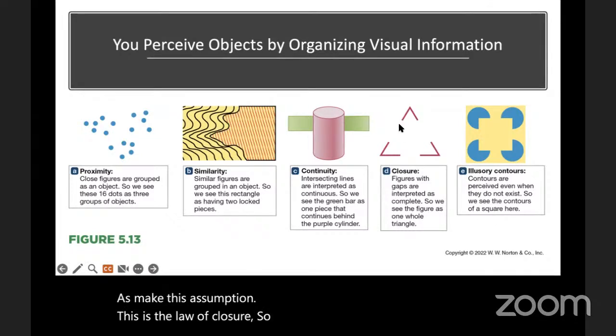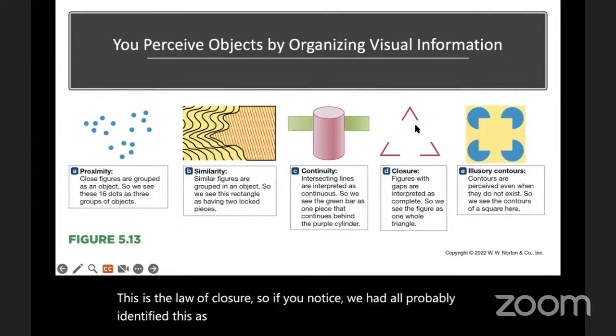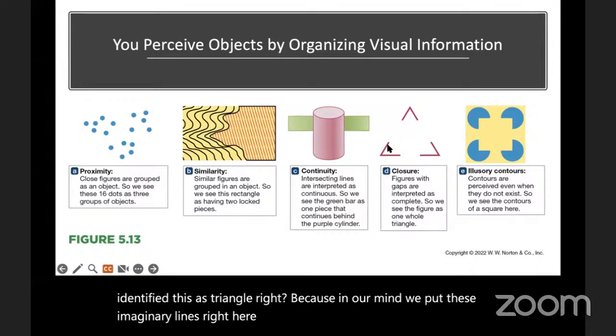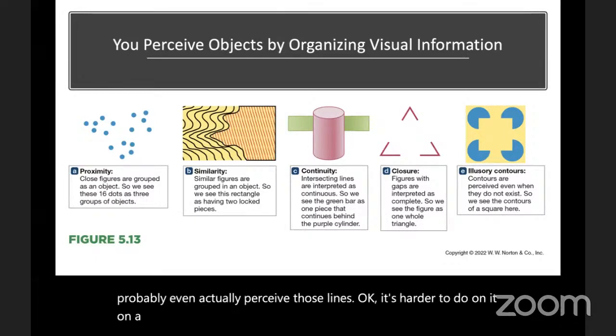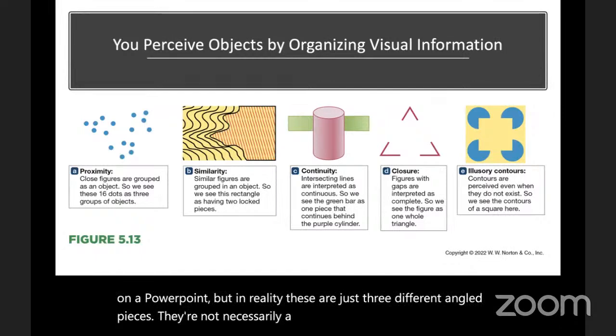This is the law of closure. So if you notice, we had all probably identified this as triangle, right? Because in our mind, we put these imaginary lines right here. And if we had a piece of paper, you'd probably even actually perceive those lines, okay? It's harder to do on a PowerPoint. But in reality, these are just 3 different angle pieces. They're not necessarily a triangle. They're just 3 angles. Okay.